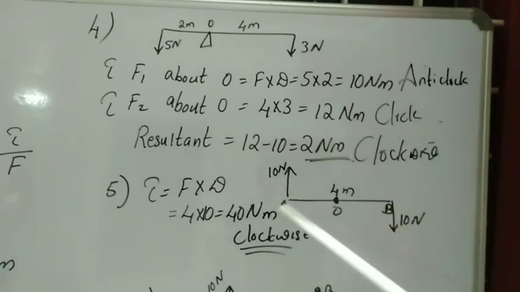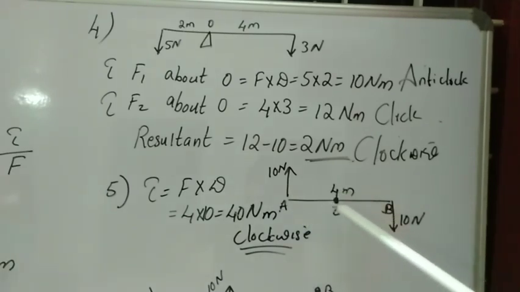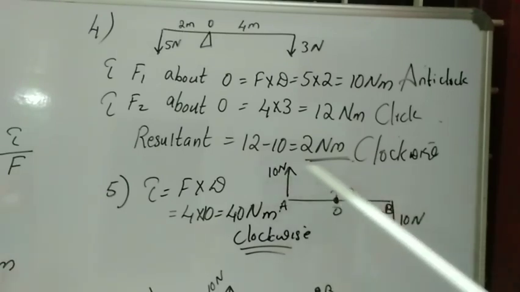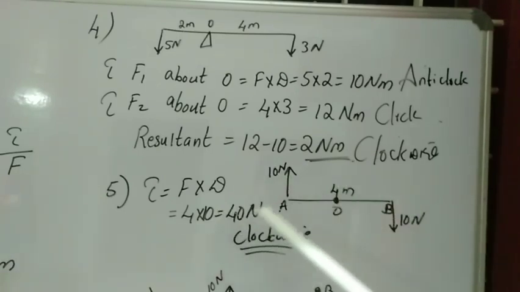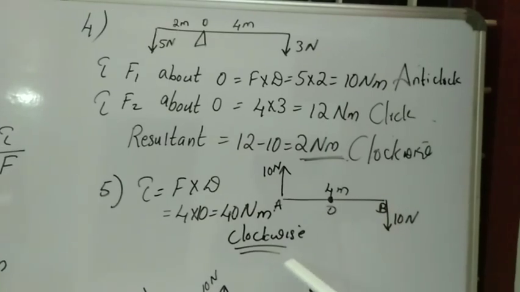torque, determine the magnitude of resultant moment of force about the pivoted point O. So we can use either force into perpendicular distance, any of the forces. 10 into perpendicular distance is 4. So directly we can write torque is equal to force into distance, 4 into 10, 40 Newton meter. It is going to rotate in the clockwise direction. So it is 40 Newton meter towards clockwise direction.